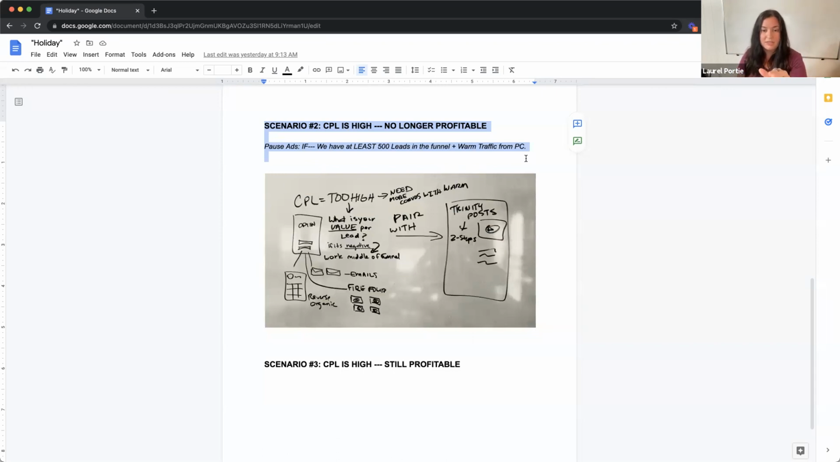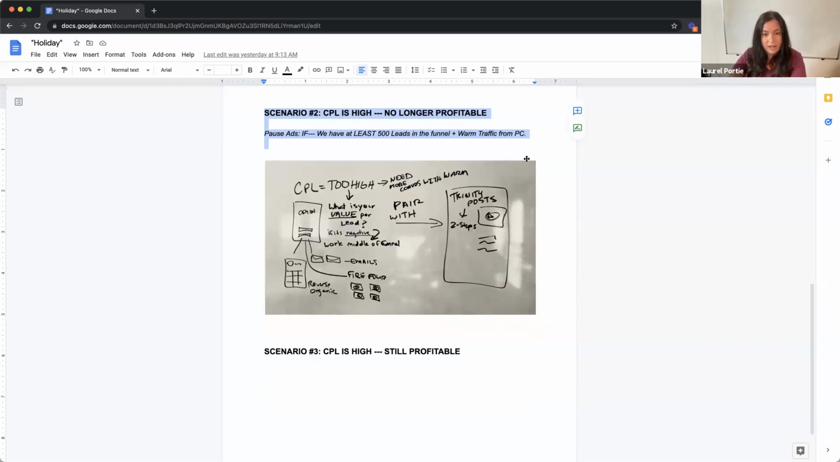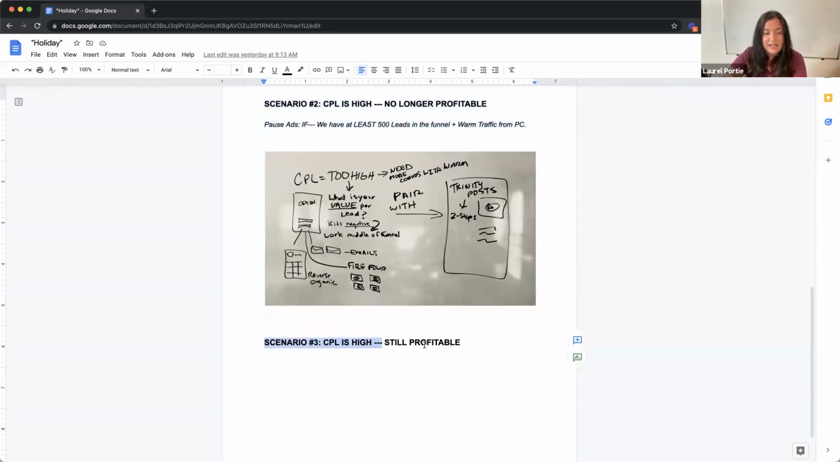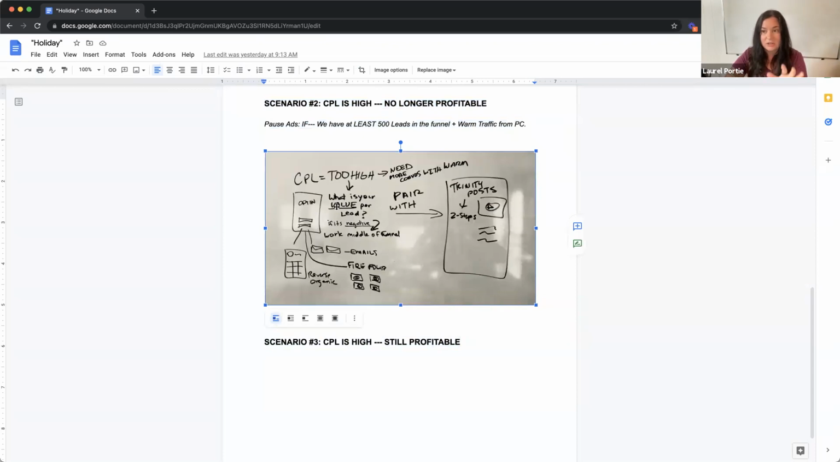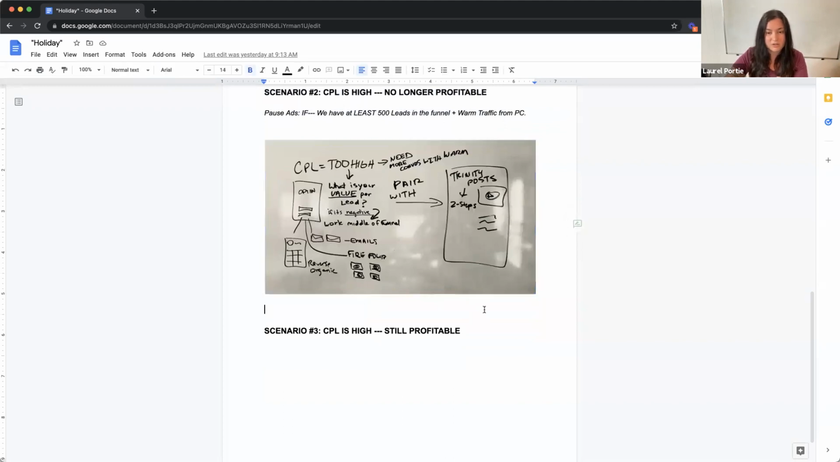And we're going to do it with this reverse organic strategy. Now, even in scenario number 3, even if their CPL is high and they're still profitable, I'm still having them execute this reverse organic ecosystem. Okay. So here's how it works. On the right, you see where it says Trinity Post in 2 steps. That is their power content strategy on their business page and also on their personal profile. I have them also use their personal profile for business, because that is where a lot of them get the most engagement.